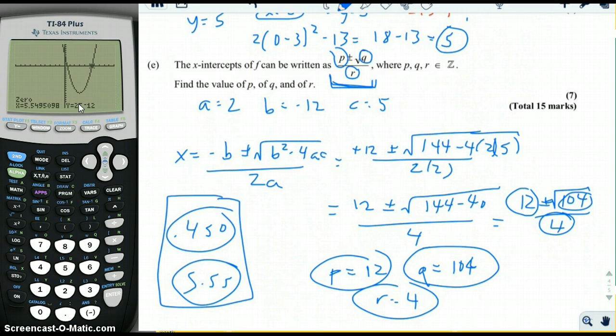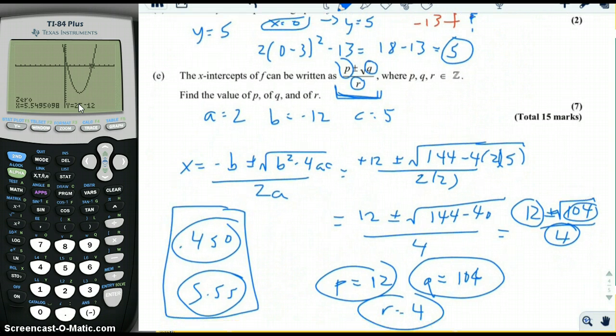So I don't remember if this was a calculator problem or not, but if you were going to do it with calculator, you wouldn't get the numbers that you need here. You need to do it by hand.